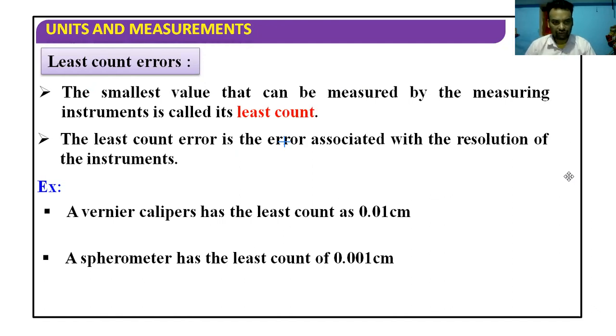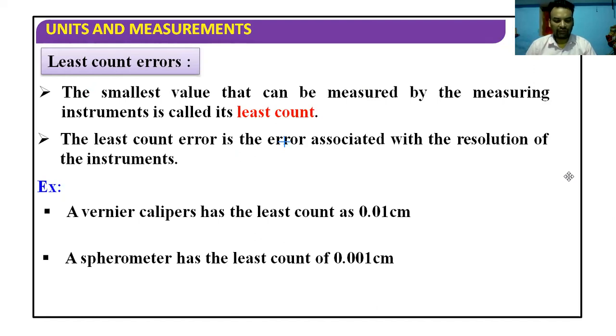What is the meaning of least count? Least count means the minimum reading which we can read on our scale. The minimum observed reading on the vernier caliper or screw gauge is called the least count. The smallest value that can be measured by a measuring instrument is called the least count. The least count error is the error associated with the resolution of the instrument.